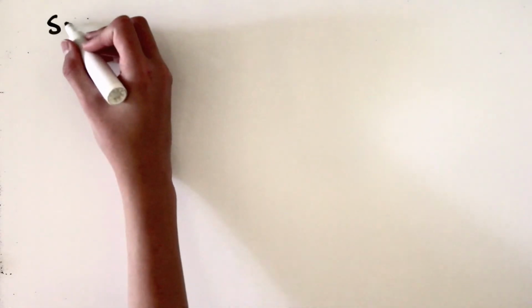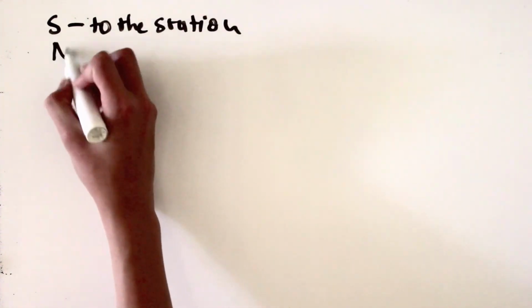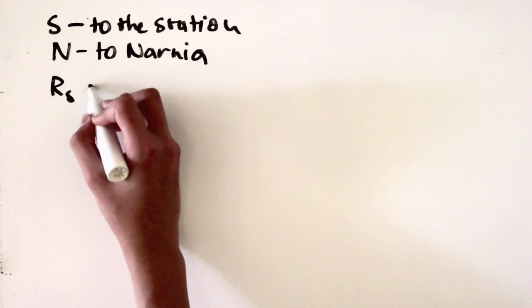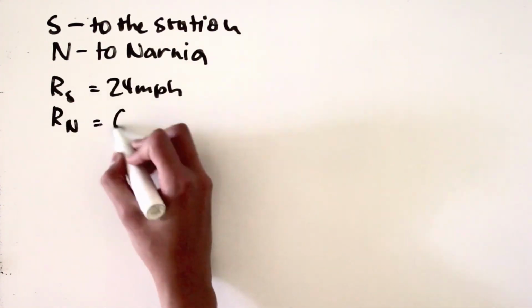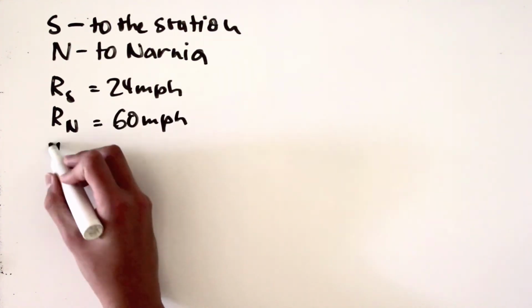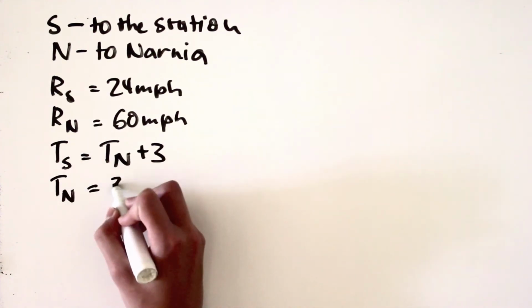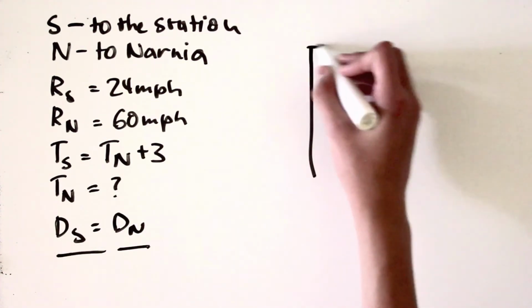Now we need to differentiate between the two distances. S will be the distance to the station, and n will be the distance to Narnia. These rates to the station and to Narnia are 24 miles per hour and 60 miles per hour respectively. We know that the time to the station is 3 hours more than the time to Narnia, but we don't know the time to Narnia. Again, both distances are equal.